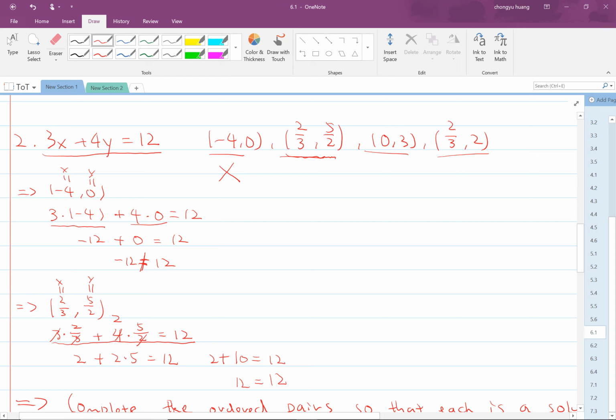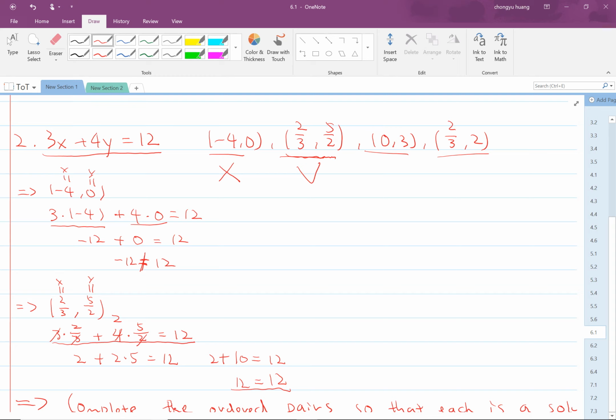Okay, so now you can see the number does match it, right? So the number does match it. So that means this point has to be included in the equation. Okay, this point has to be included in the equation.